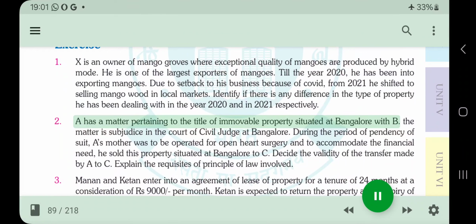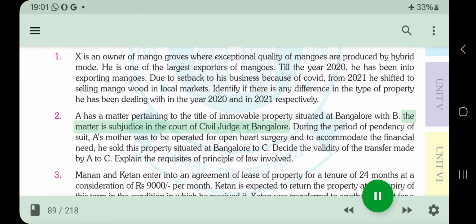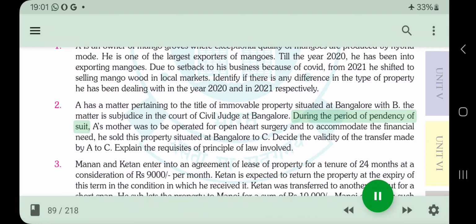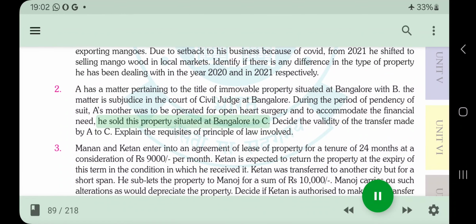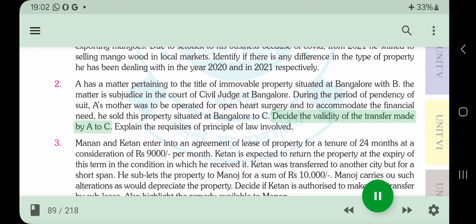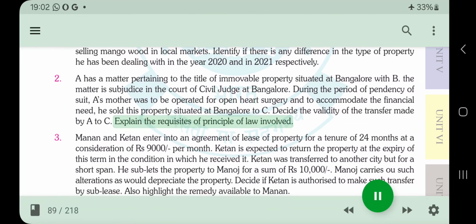2. A has a matter pertaining to the title of a movable property situated at Bangalore. The matter is sub judice in the Court of Civil Judge at Bangalore. During the period of pendency of suit, A's mother was to be operated for open heart surgery, and to accommodate the financial need, he sold this property situated at Bangalore to C. Decide the validity of the transfer made by A to C. Explain the requisites of principle of law involved.